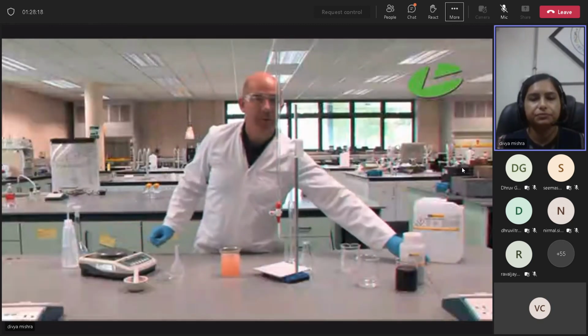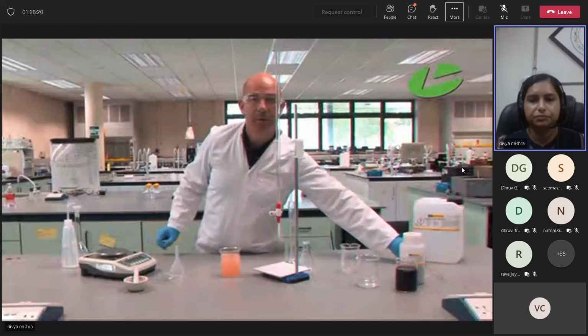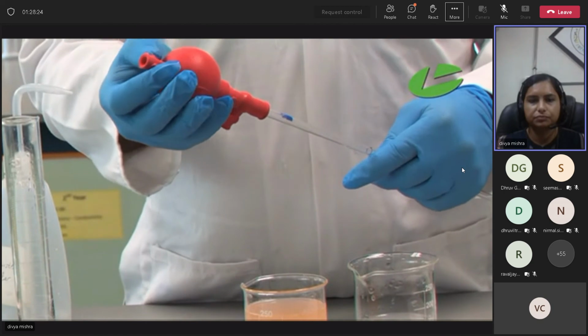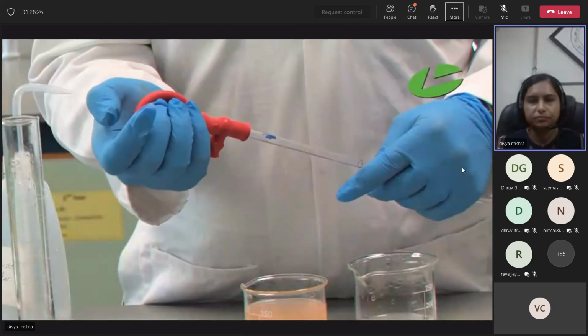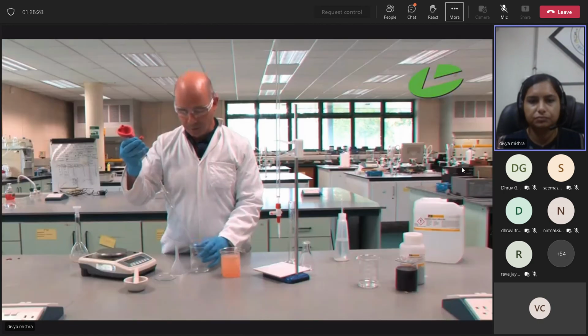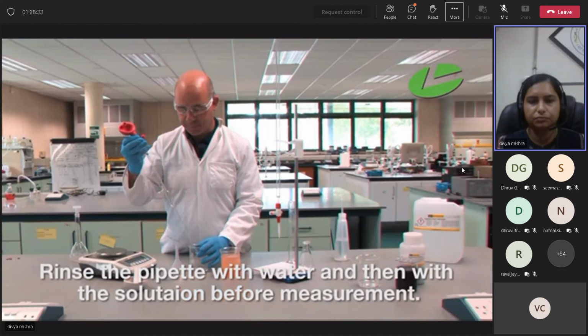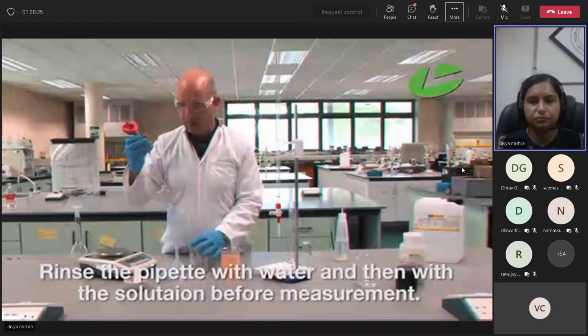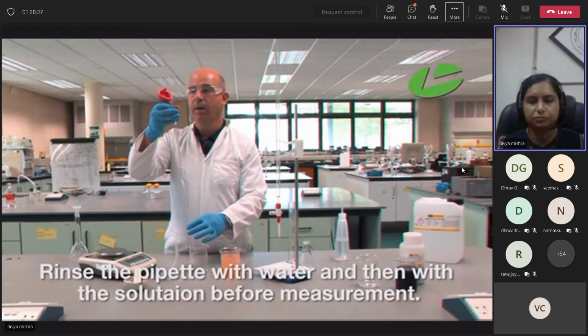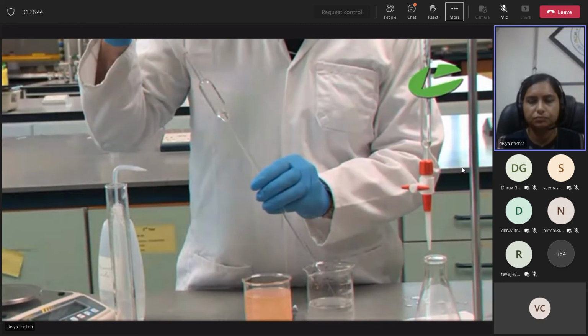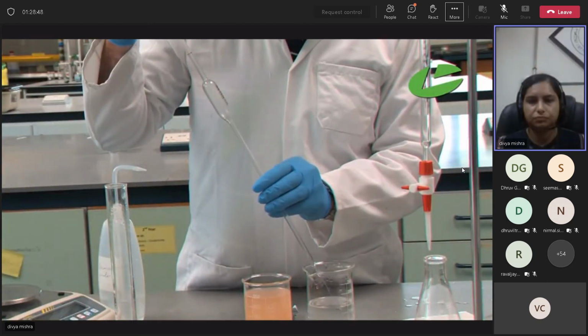I'm using a 25 mL pipette. Put the tip of the pipette into the bulb so it's held firmly. Then press the button marked A to expel the air out. Then I'm going to draw water into the pipette to clean it, and press the button marked E to expel that liquid out. And now I have a clean pipette.